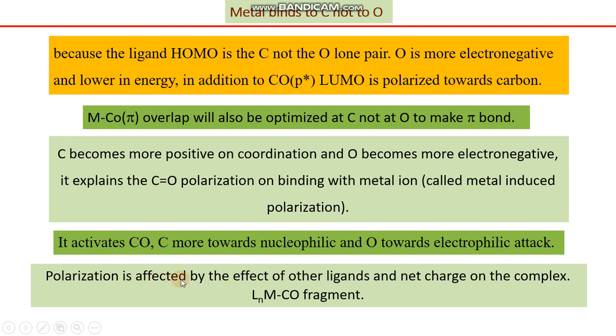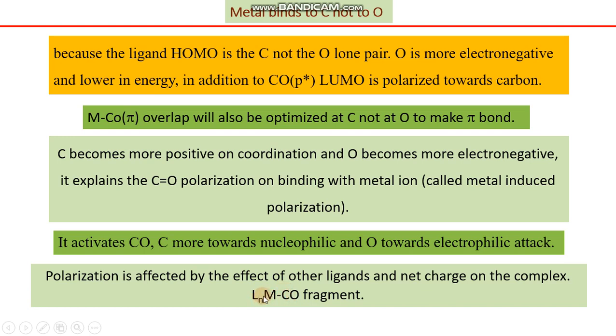This polarization is also affected by other ligands attached to the metal center and by the net charge on the metal complex. If the net charge on the metal complex is negative, we will observe one type of polarization; if the net charge is positive, we will observe another type of polarization or reactivity. Similarly, if the ligand is electron donating, the electron density on the metal center will increase, and that electron density will be shifted toward carbon, so the positive character on carbon will decrease.